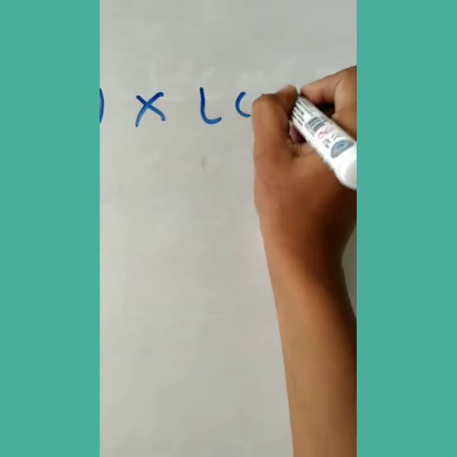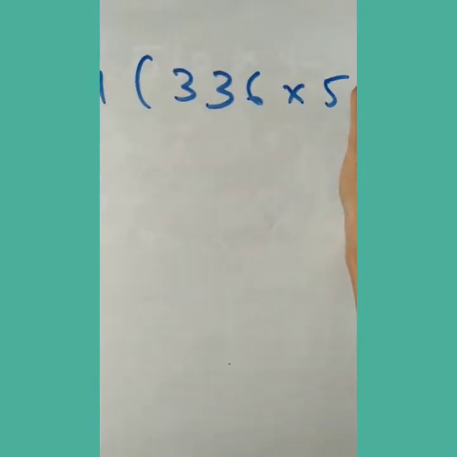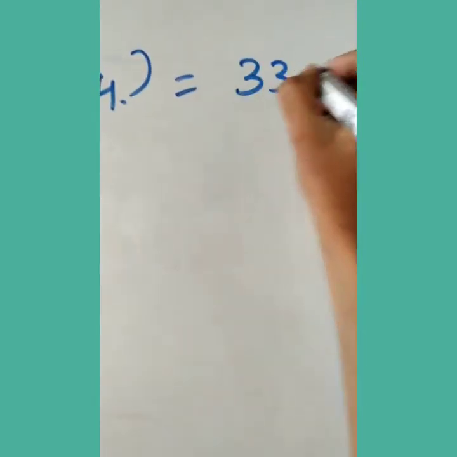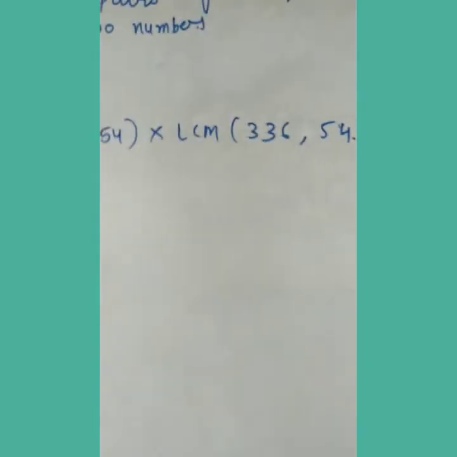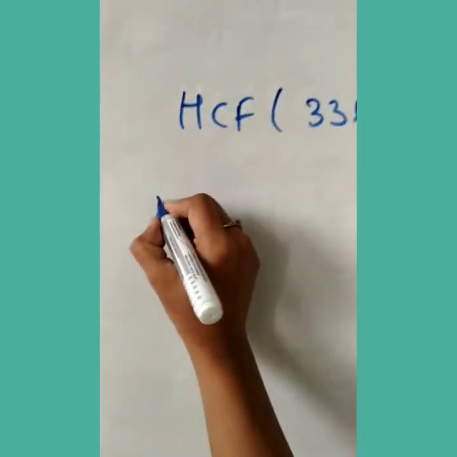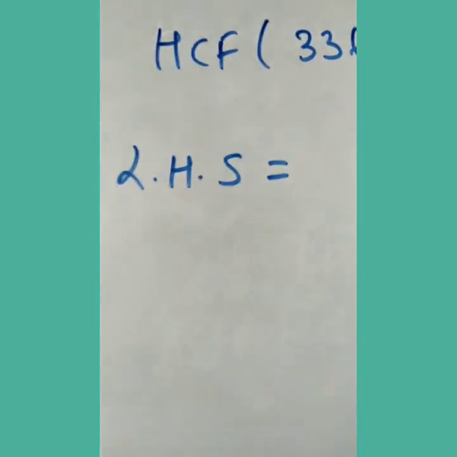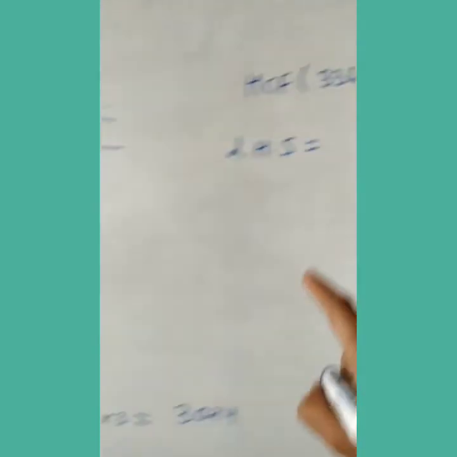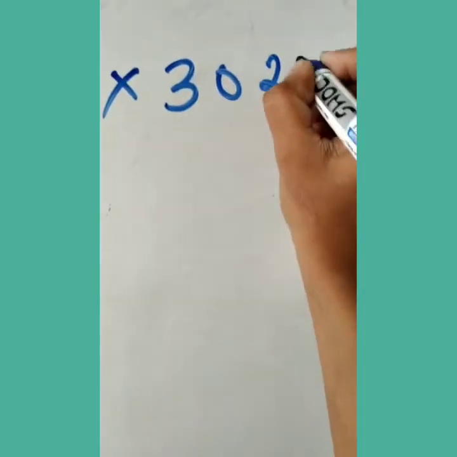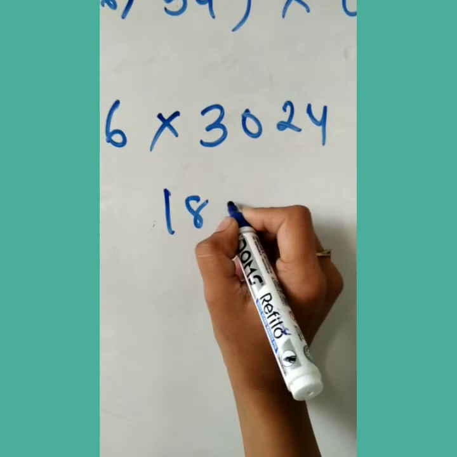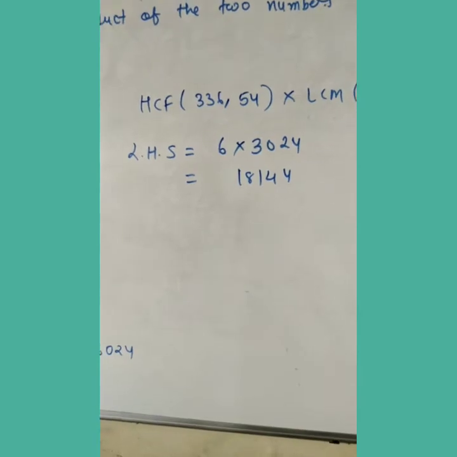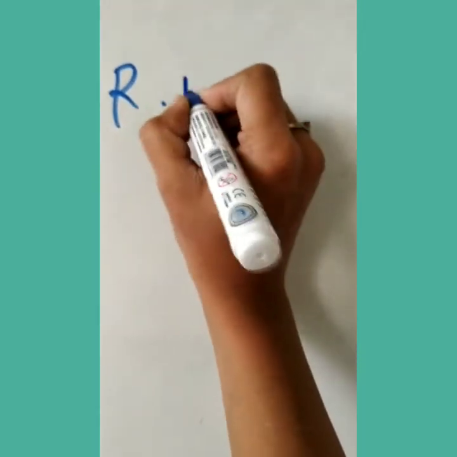Now here we have to verify it, meaning HCF of the particular numbers into LCM of those two numbers will be equal to the multiplication of these two numbers. So here we will divide it into left hand side and right hand side. So we will write LHS, left hand side, meaning the product of these two, 6 into 3024. So our answer will come, that is our LHS. Here we will find our RHS.